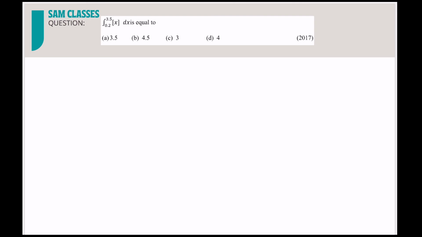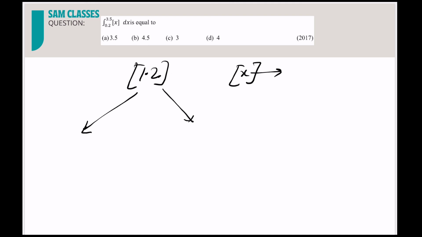Let's see the next question. The next question is about the greatest integer function. First we need to understand what a greatest integer function stands for. Whenever we have a greatest integer function, let's say I have a value 1.2 and I put it in the box. The moment I put it in the box, this 1.2 lies between two integer values. One is 1 and the other is 2.